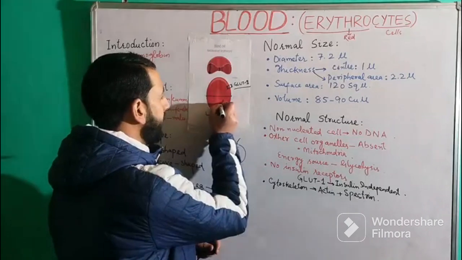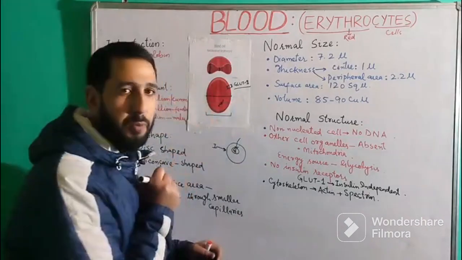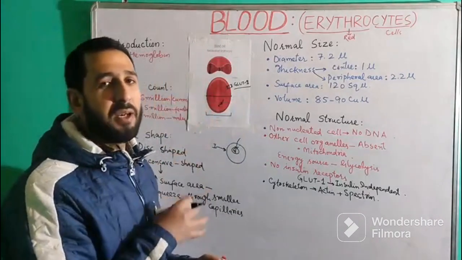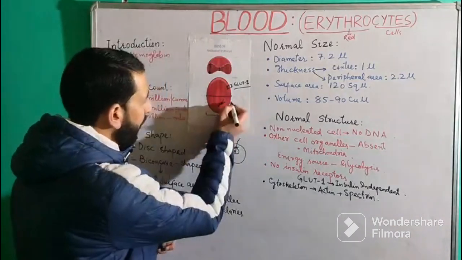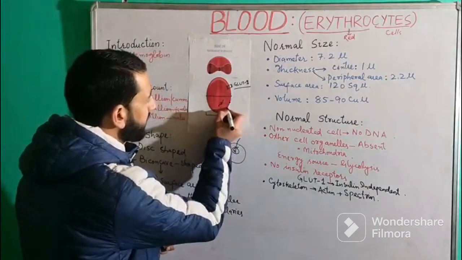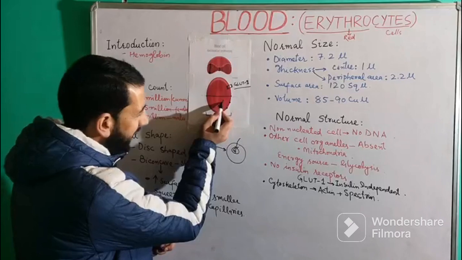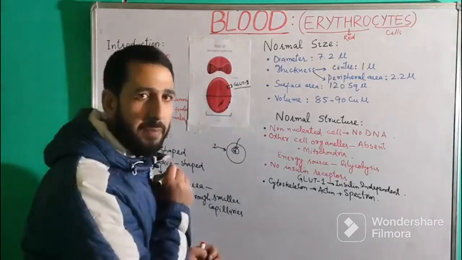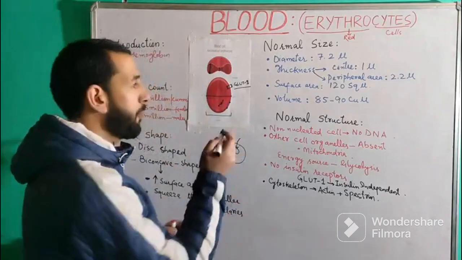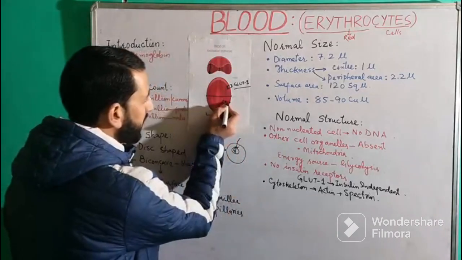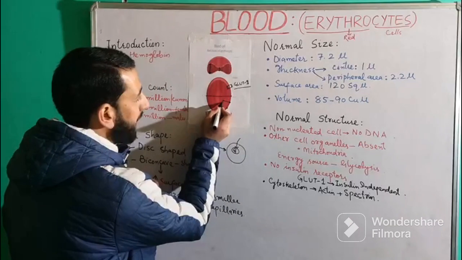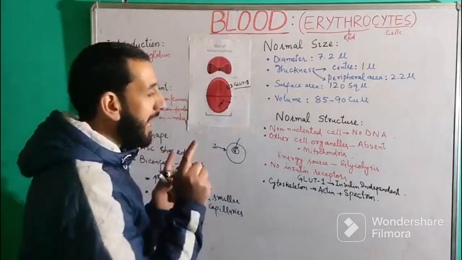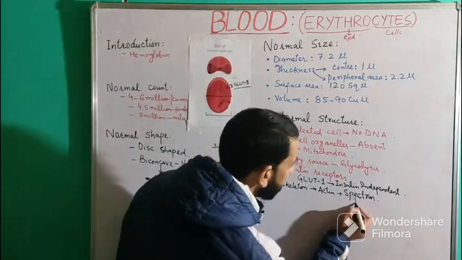Here is the spectrin protein which is present in the cytoskeleton of these RBCs, and suppose here we have the membrane proteins. Now this spectrin protein is actually connected with the transmembrane proteins by another protein. Suppose here is that protein which connects the spectrin with the membrane proteins, and that protein is called ankyrin.